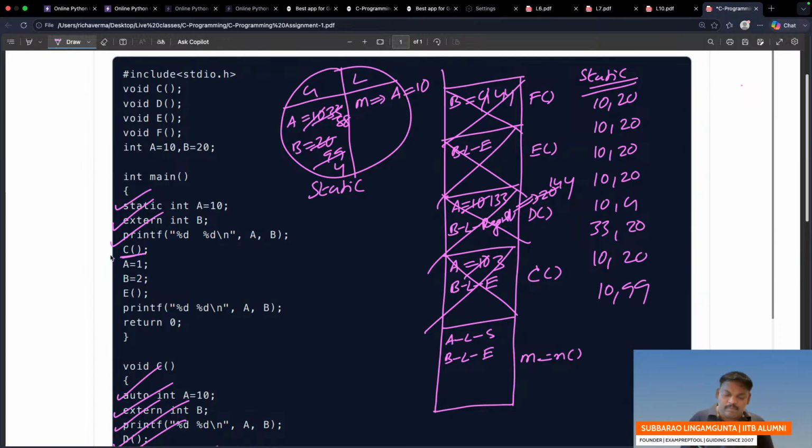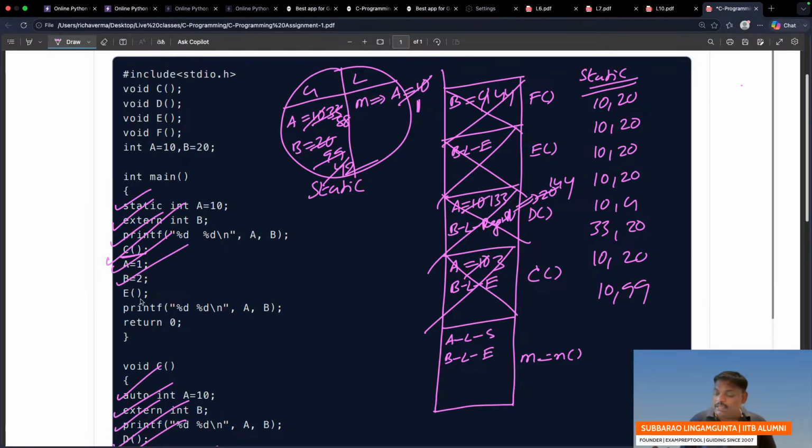In the main, this is completed. Afterwards, A = 1, B = 2. What is A? A is a static variable, so this is A = 1. What is B? In the main, B is a local variable, but external means this is going to be 2. This also completed.